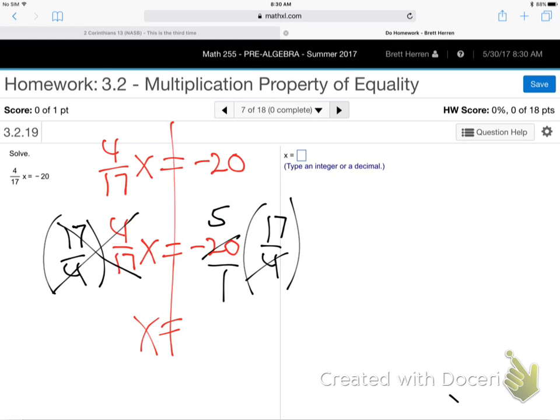5 times, you cross cancel. 4 into 20, 5 times, and then multiply the leftovers. So 5 times, and it's negative. Don't forget that negative there. Negative, is that 85? 5 times 17? Am I getting totally confused?